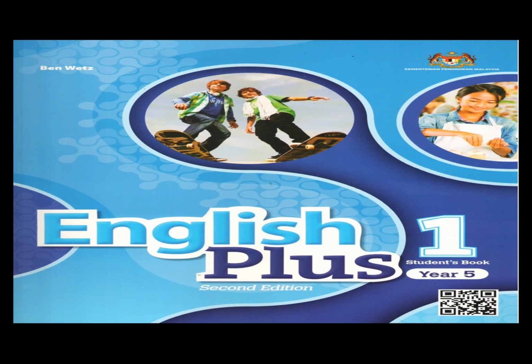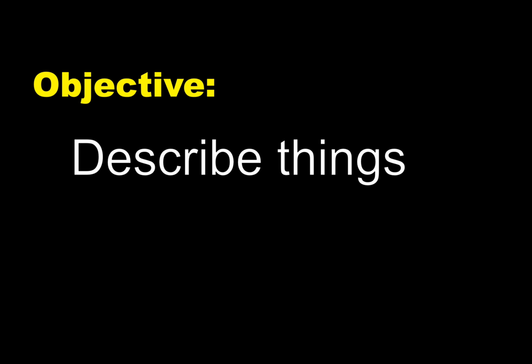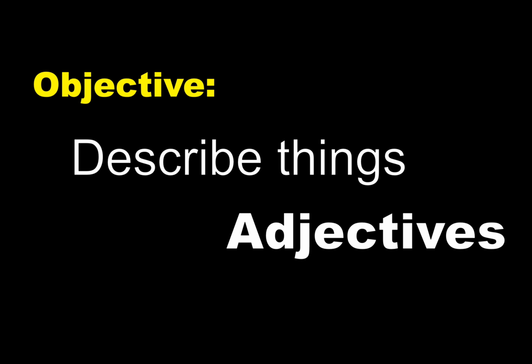Today, we shall proceed to our Year 5 English lesson. Today, we shall continue on English Class 1 Starter Unit Lesson 5. If you have your digital book, it is on page 8. Let's talk about today's objective. At the end of today's lesson, you'll be able to describe things with adjectives.